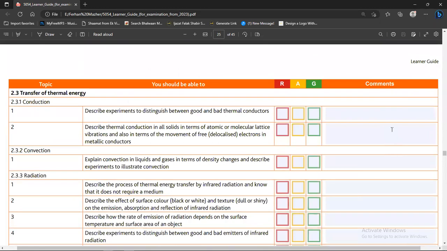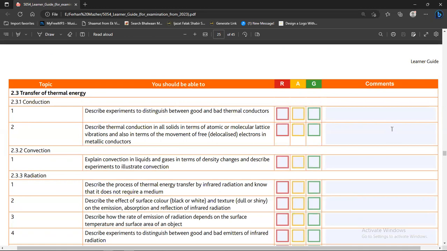Transfer of thermal energy. So the topic will be conduction. You should be able to describe experiments to distinguish between good and bad thermal conductors. Describe thermal conduction in all solids in terms of atomic or molecular lattice vibration and also in terms of movement of free delocalized electrons in metallic conductors.